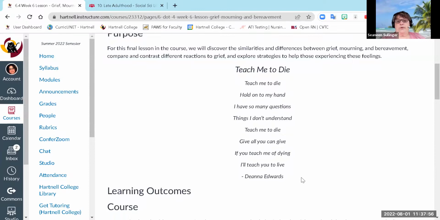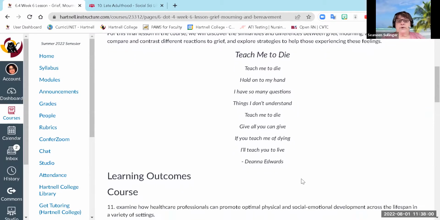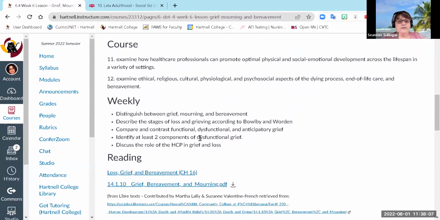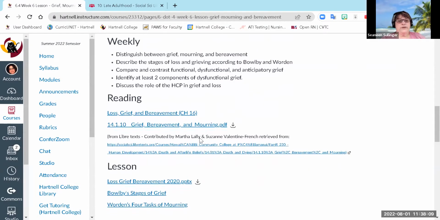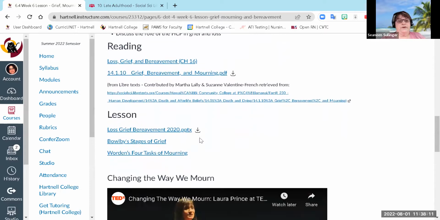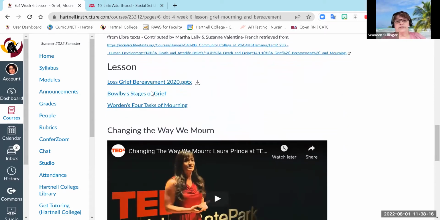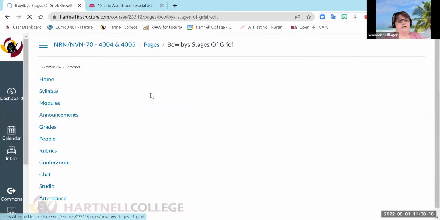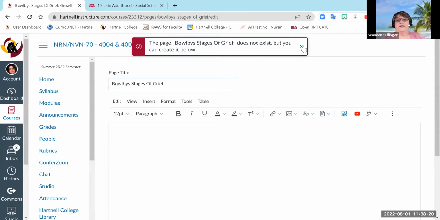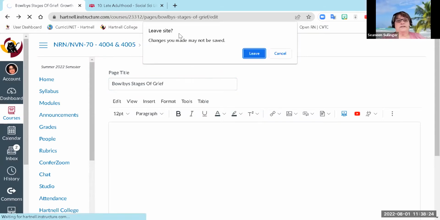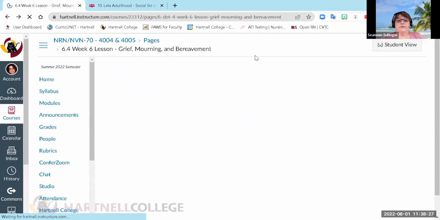This is a little poem by Deanna Edwards that I think is very poignant and kind of speaks to me, so maybe it will speak to you as well. Our learning outcomes for this particular lesson, there's your reading. There are the lesson, the PowerPoint, and the stages. These should be the same links, and I'm pretty sure, no, okay. Yes, they do. I will check all of the links. I am so embarrassed, but that's okay.